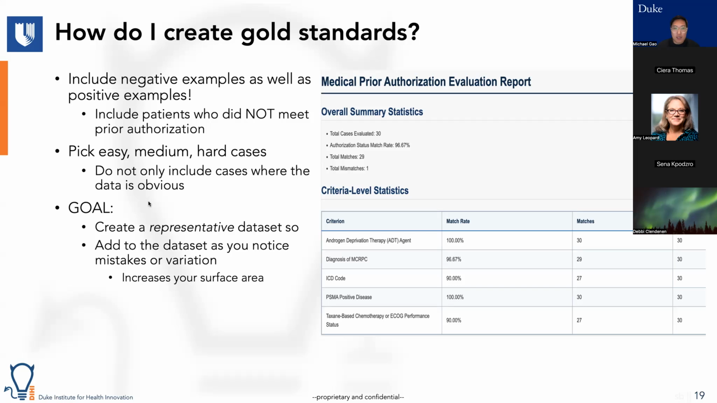So in this case, for the prior authorization, for example, if you're going to try and expand to a new clinic and they have different notes or different providers that write their notes differently or different templates, it's important to include some of those back into this gold standard data set. At the end of the day, it's all about trying to capture the variation that you'll see in the real world and trying to create a representative set so that when you evaluate, you're not just evaluating the easy cases.